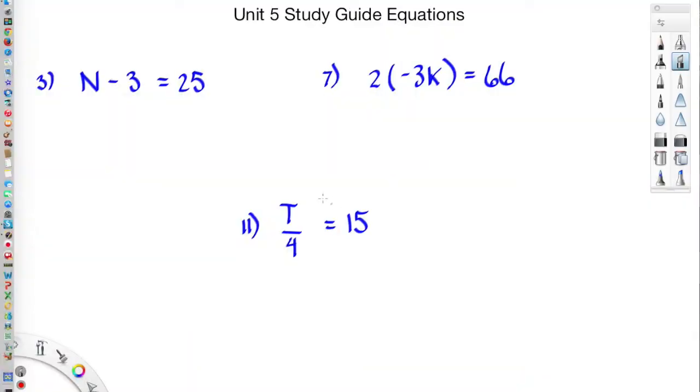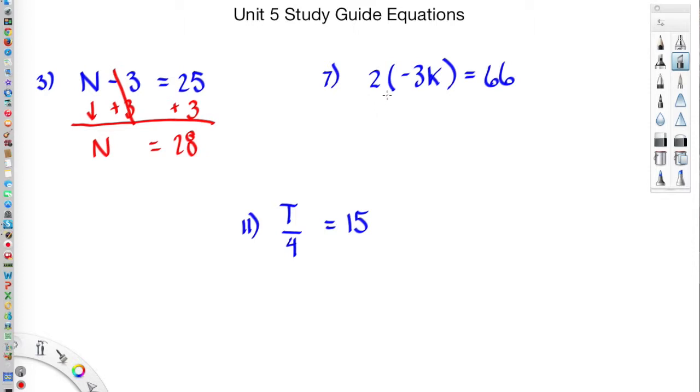Let's take a look at number 3 from our study guide. We have n minus 3 is equal to 25. Well, what's happening to n? It's being subtracted by 3. What's the inverse of that? Adding 3. And what I do to one side, I must do to the other. The goal is to isolate the variable, and that's exactly what we did. N is equal to 25 plus 3, which is 28.